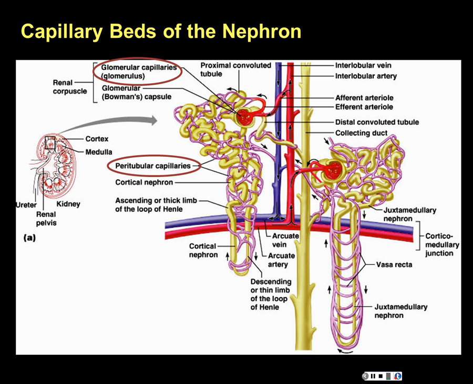We're also going to add in a moment that the loops, those descending and the ascending limbs of our nephrons, are not the same length. Okay, so they'll have a slightly different structure for a slightly different function.